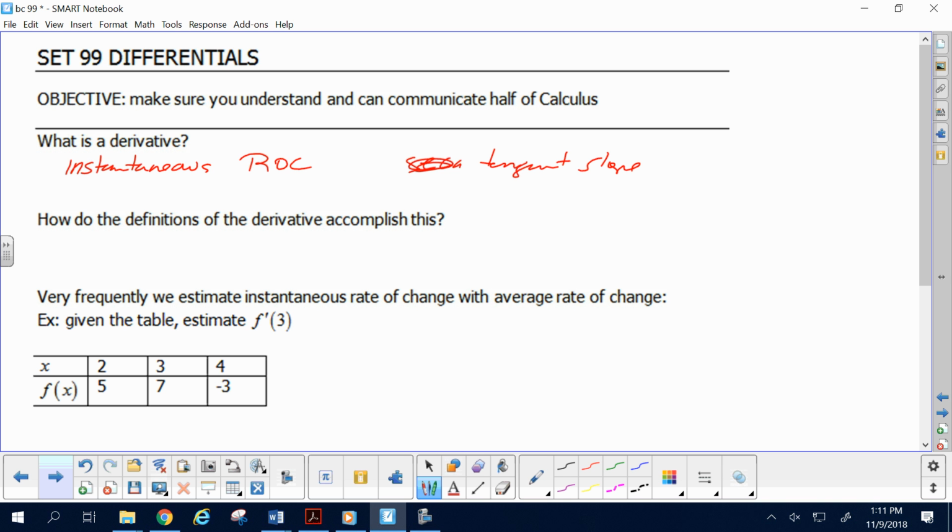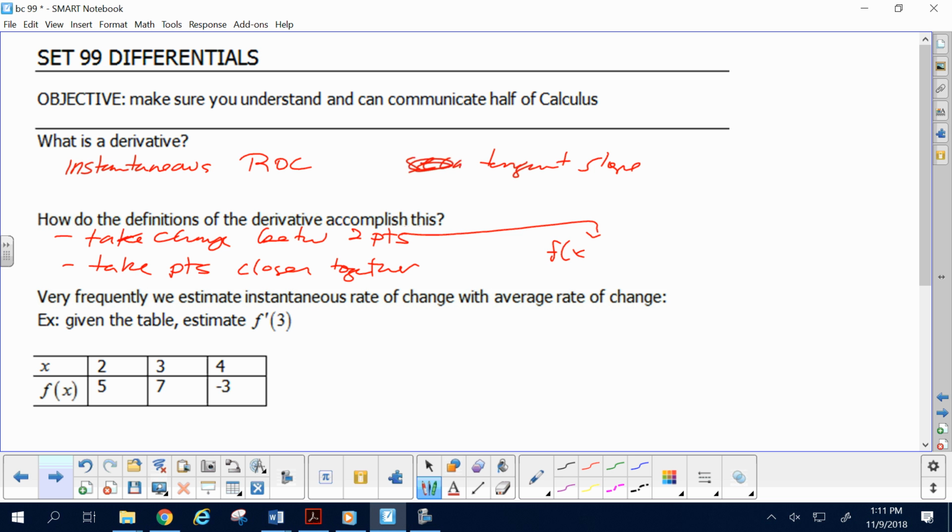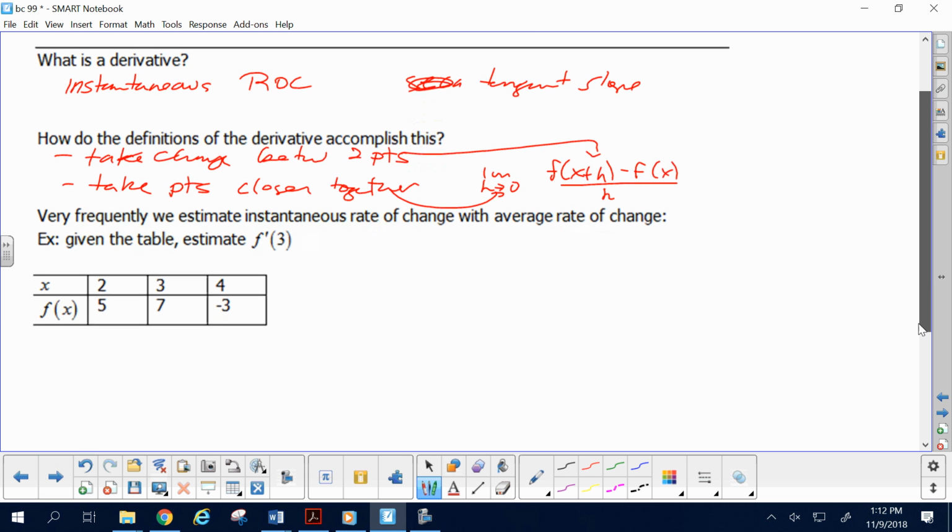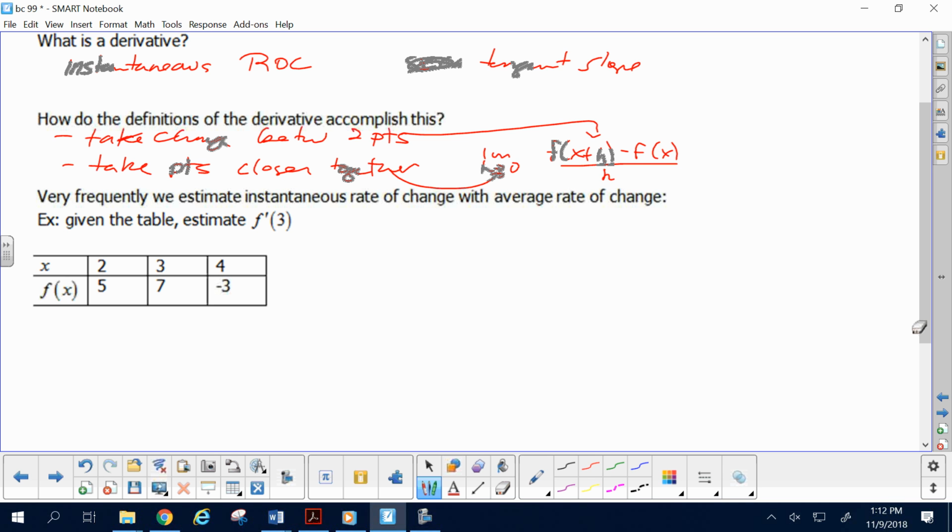In both cases, the definitions of the derivative take the change between 2 points and then take the points closer together by the limit. The change between 2 points is some fashion of the change in the function over the change in x, and the points closer together is always the limit. They're all different notations, but it's all change between 2 points getting closer together until it's just one point, right? Give me one possible way to estimate the derivative at 3.